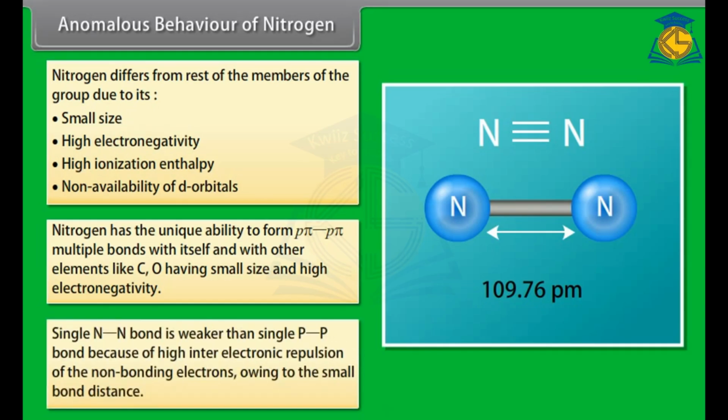Single nitrogen-nitrogen bond is weaker than single phosphorus-phosphorus bond because of high inter-electronic repulsion of the non-bonding electrons owing to the small bond distance. Hydrides of group 15 elements.